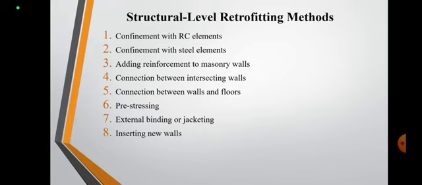First is confinement with RC elements, second is confinement with steel elements, third is adding reinforcement to masonry walls, fourth connection between intersecting walls, fifth connection between walls and floors, sixth pre-tracing, seventh external binding or jacketing, eighth inserting new walls. Now we discuss one by one all 8 methods.